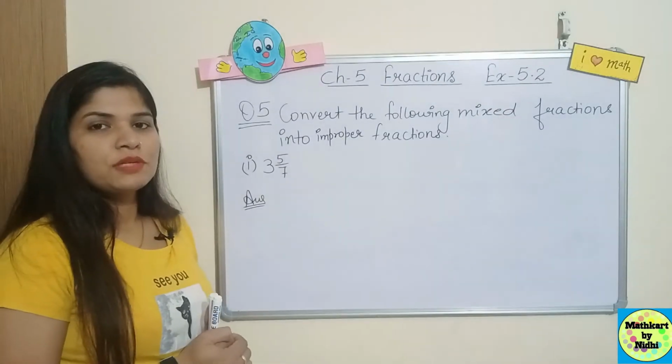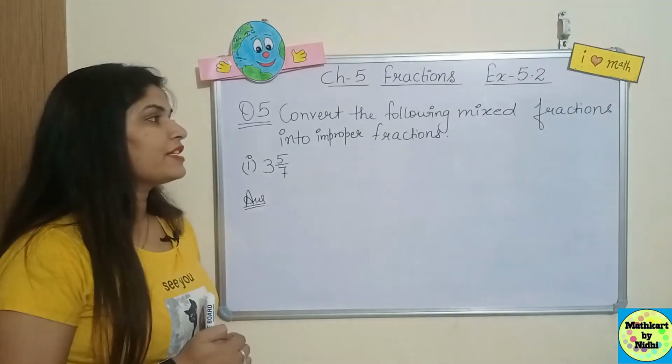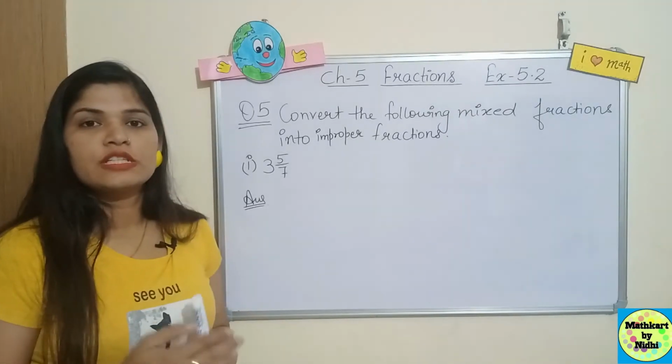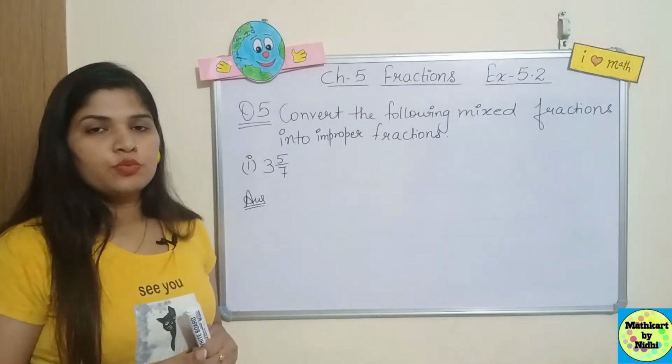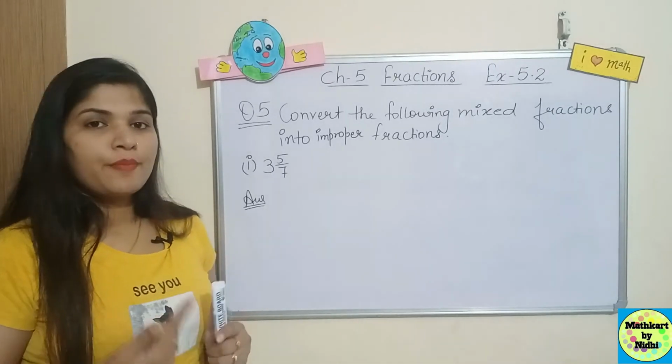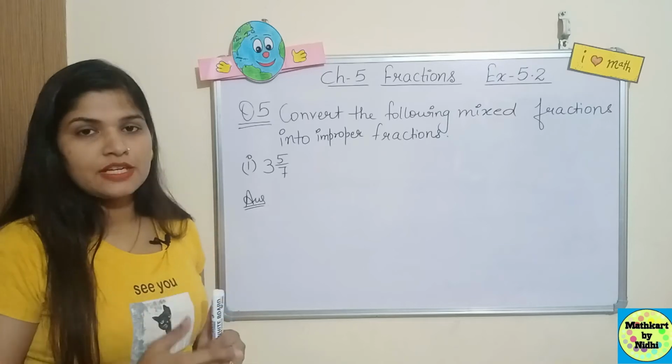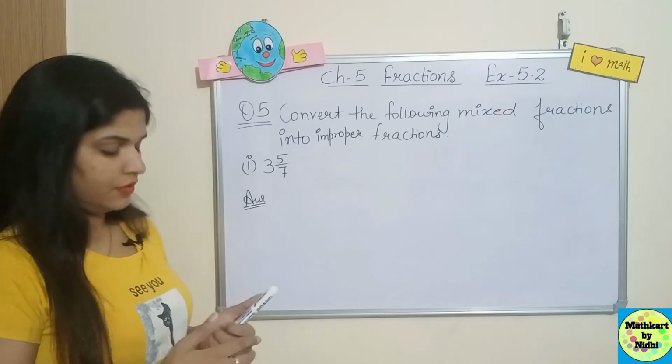Question number 5 says, convert the following mixed fractions into improper fractions. So this is just the opposite of question number 4, the reverse one. There we converted improper into mixed. Here we are converting mixed into improper. So let us see how to do it.